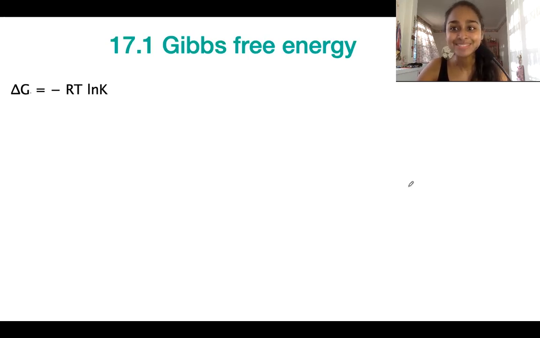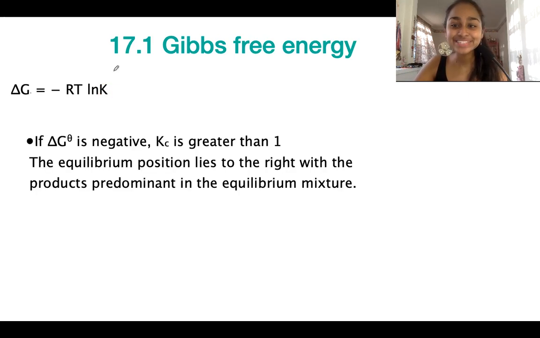So in our last part of 17.1, we're going to be looking at the relationship between delta G, which is Gibbs free energy, and Kc. So you can see that Kc is over here. So this is how spontaneity and your equilibrium constant are related. And this is a value from your data, this is a reaction that you can get in your data booklet as well, right? So you've got the formula there.